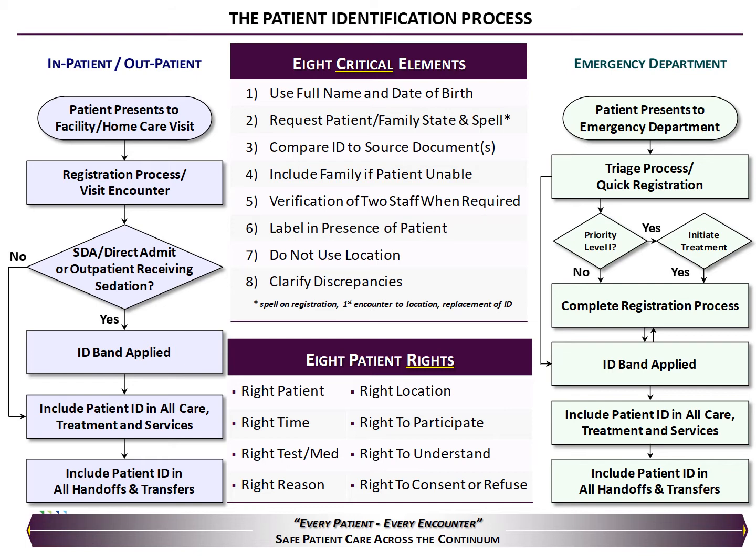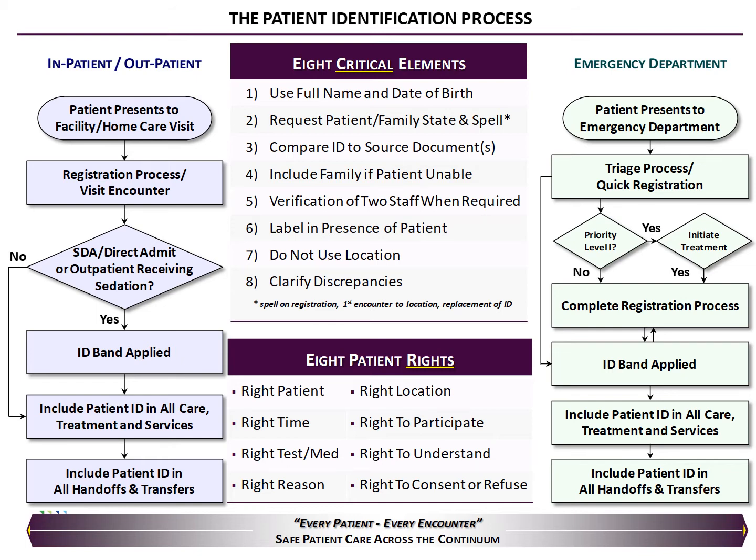If patient is unable to participate, for example, in cases of altered mental status, pediatric population, ask the patient's family to state patient's full name and date of birth, and compare the ID band to the source document such as EMR or medication administration record, provider order, or requisition. Complete a simultaneous but independent 2 staff member patient ID when required, such as for blood administration or chemotherapy.